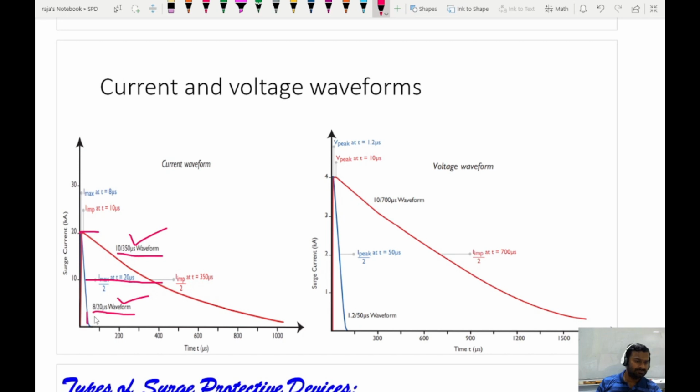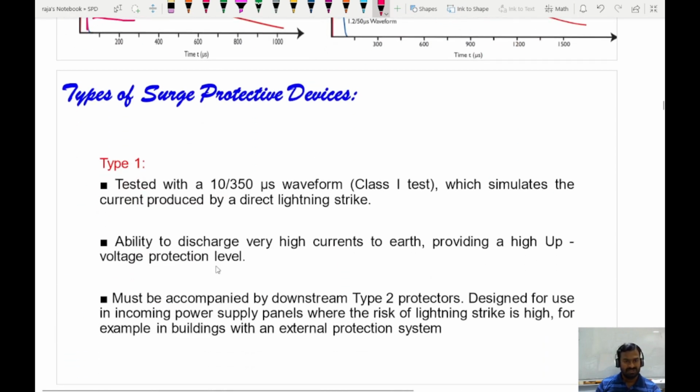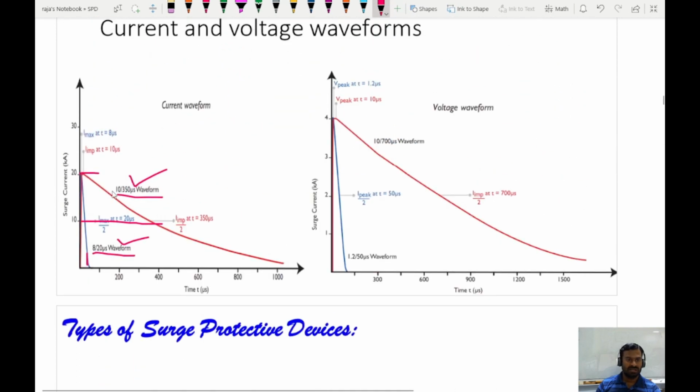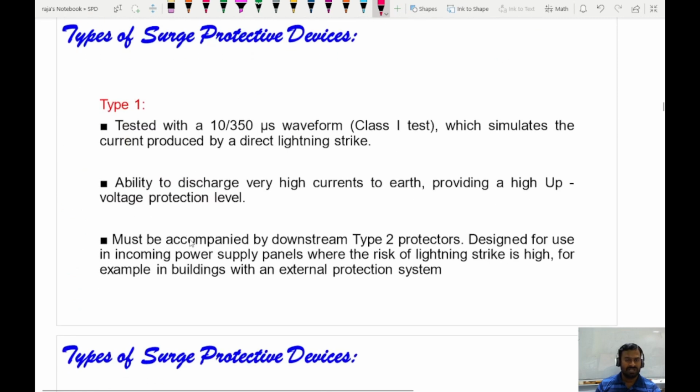And for the 8/20 microsecond waveform, this is because of indirect strike, where you can see here it reaches the peak in 8 microseconds, and it comes back to 50% of the maximum value in 20 microseconds. So this is because of indirect strike. Types of surge protective devices are based on this amount of time and where it strikes. We have different surge protective devices. The type 1, type 2, type 3 surge protective devices are classified.